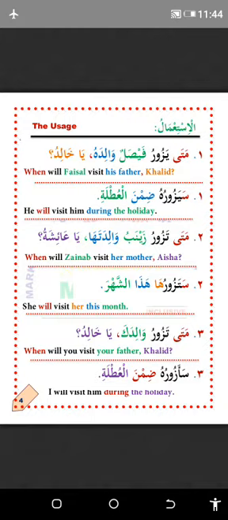السؤال. متى تزور زينب والدتها؟ يا عائشة. الجواب. ستزورها هذا الشهر. ثلاثة number 3.